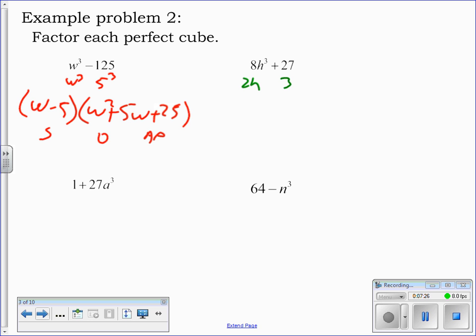So I know the two objects I'm cubing. I plug it in my formula. This one's the sum of two cubes, which means my first factor is 2h plus 3. Same sign as my original problem. Okay, my first term in the second factor, I take the object I'm cubing, the first object I'm cubing, 2h, and I square it. I take 2h and I square it, and I get 4h squared.